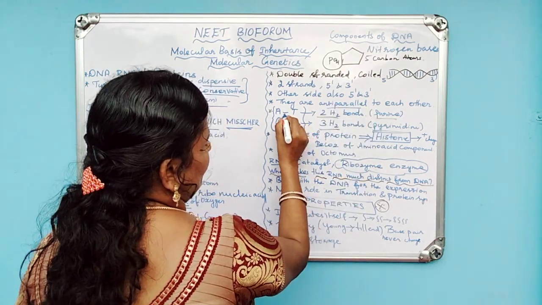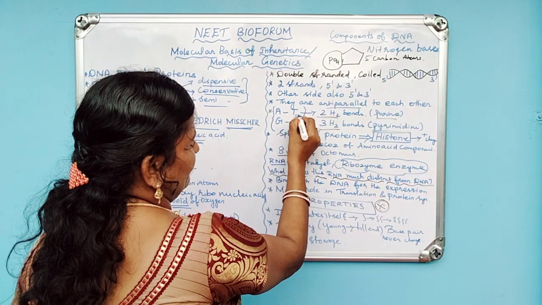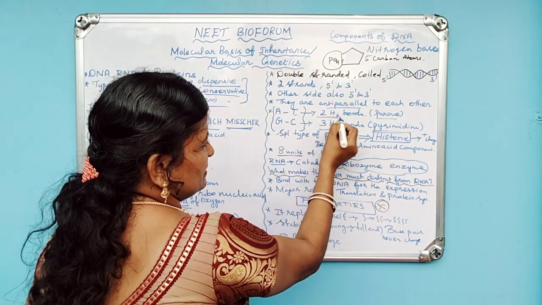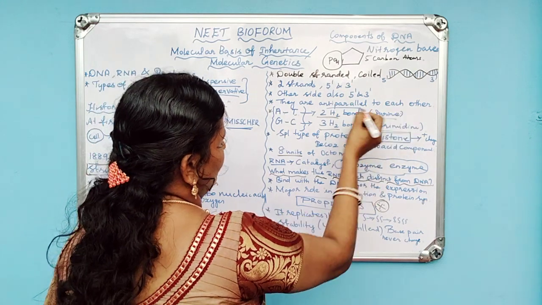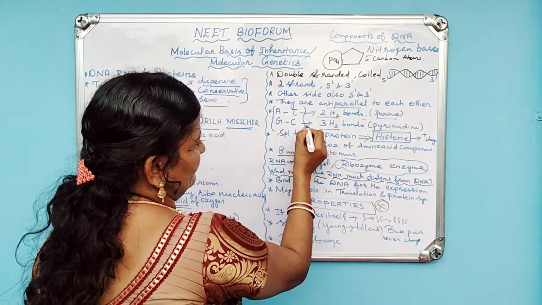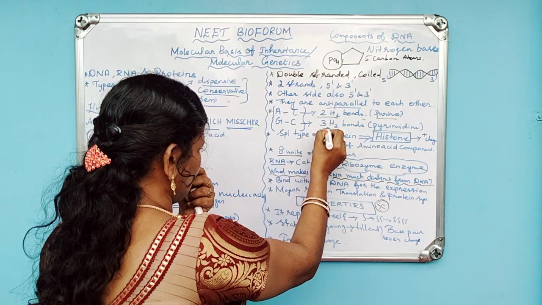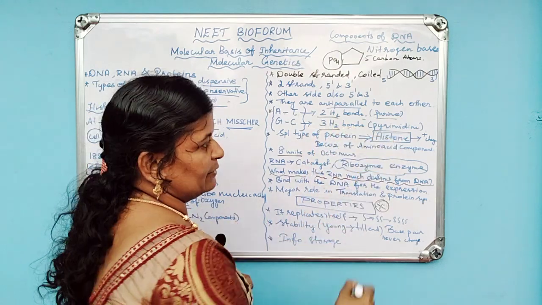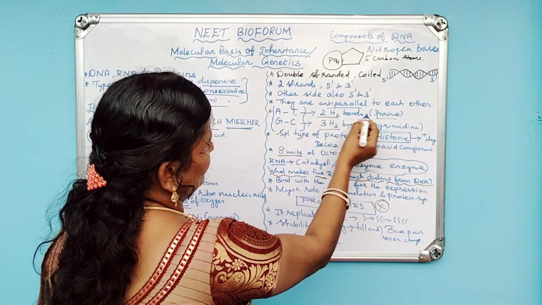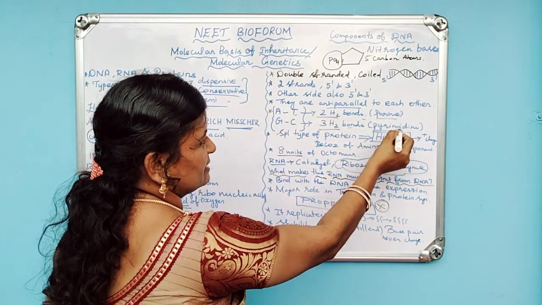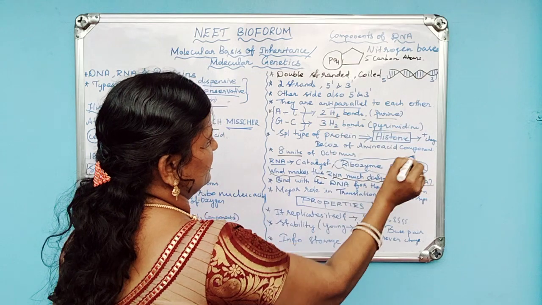Adenine always pairs with thymine, with 2 hydrogen bonds. It is known as purine. Guanine always pairs with cytosine, with 3 hydrogen bonds. It is known as pyrimidine. So purine consists of 2 hydrogen bonds and pyrimidine consists of 3 hydrogen bonds.